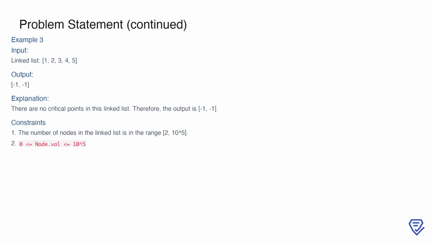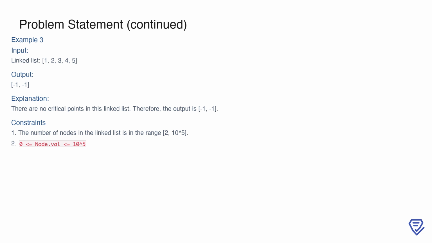In a third example, consider the linked list 1, 2, 3, 4, 5. Here, there are no critical points because the values in the list are strictly increasing. None of the nodes satisfy the conditions of being either a peak or a valley, since no node's value is strictly greater than or strictly less than its neighbors. As a result, the output for this case is -1, -1.